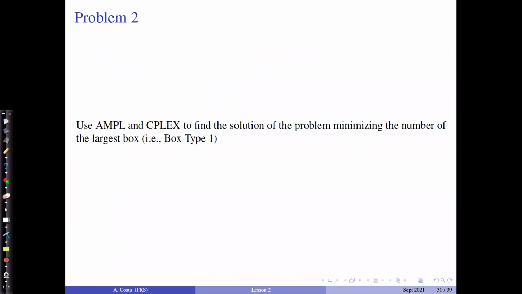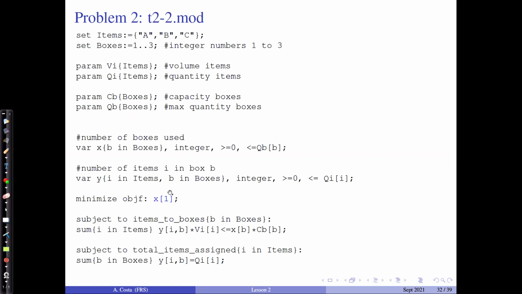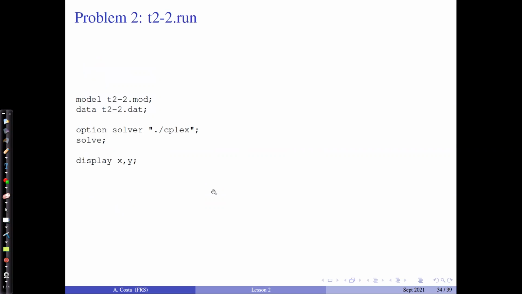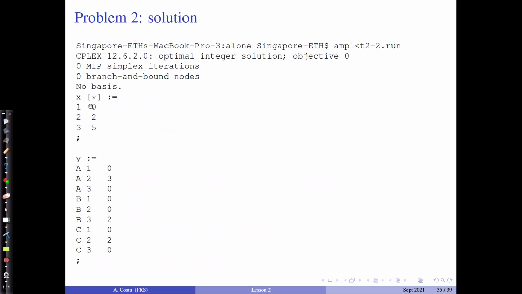For the second one, you want to minimize the number of the largest box, type 1. So what you want to do is minimize x of 1. This notation identifies the first variable, right? Because box is indexed by 1 to 3. And that's what you should have done. Then you find that you can actually use 0 boxes of type 1, that is also the objective function, and you are able to solve the problem.